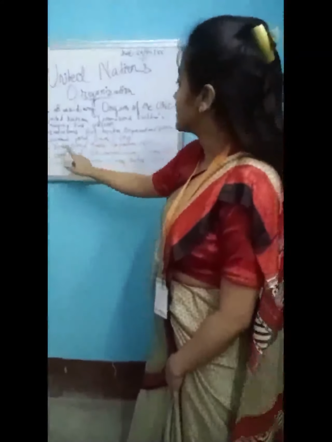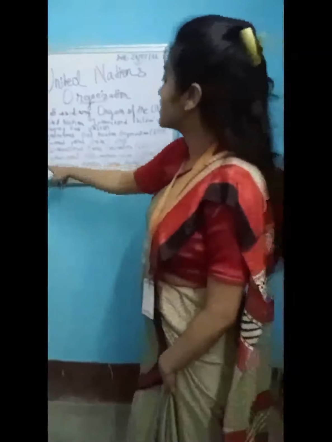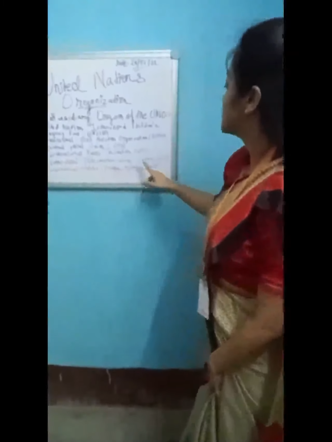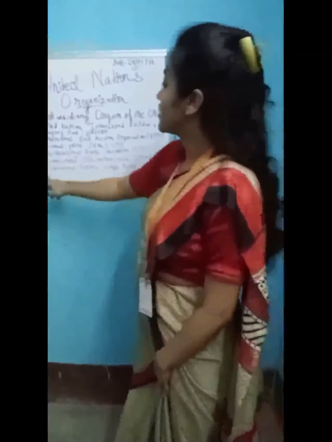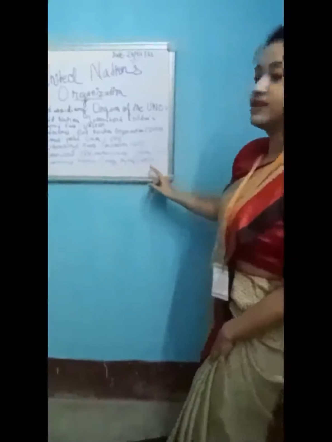So the 10th is the International Finance Corporation, IFC. 11th is International Telecommunication Union, ITU. 12th number is International Atomic Energy Agency, IAEA.